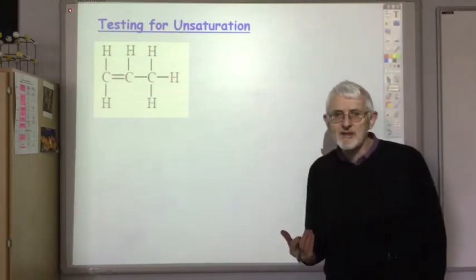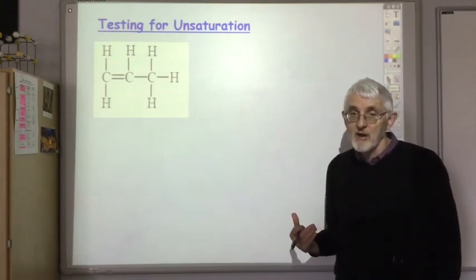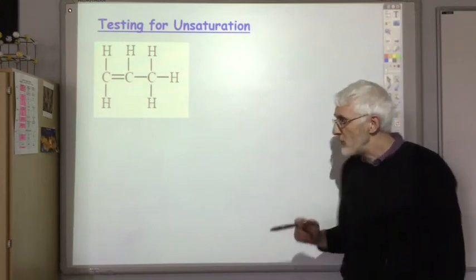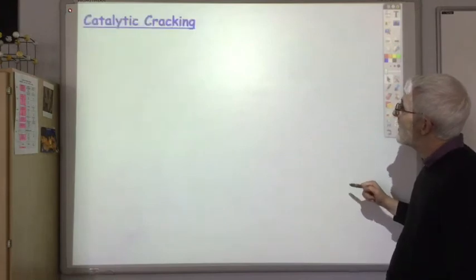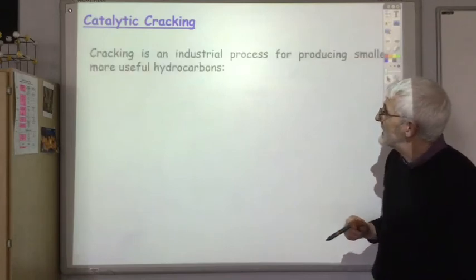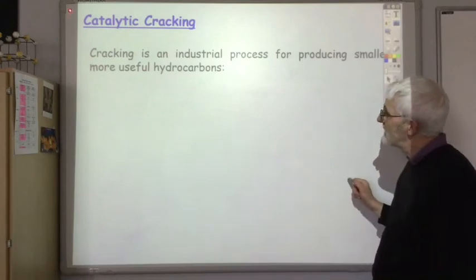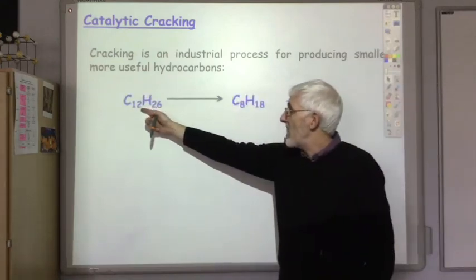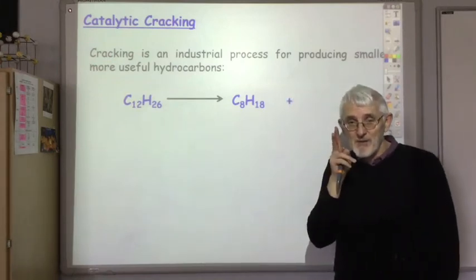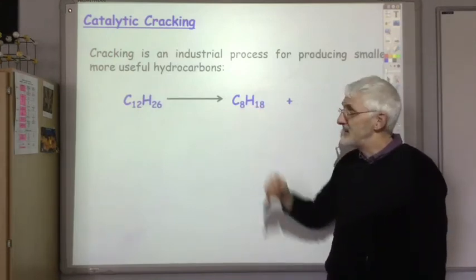Right, so where do alkenes come from? Now, most of the molecules that we're talking about in Unit 2 come from crude oil, but you don't actually find alkenes in crude oil. It's mainly alkanes. And you turn the alkanes into alkenes by catalytic cracking. So catalytic cracking is an industrial process for production of smaller, more useful hydrocarbons. So say we have this quite big hydrocarbon, an alkane C12H26, and we crack it. It kind of means we cut it up into smaller molecules. So for example, one of the molecules we produce might be C8H18.